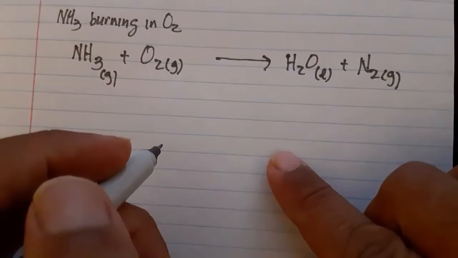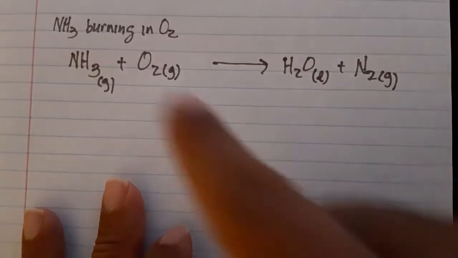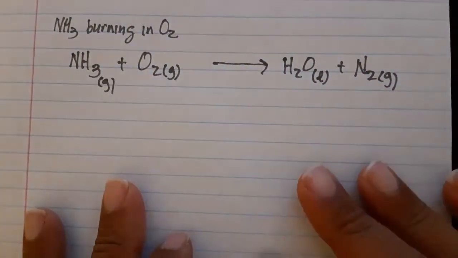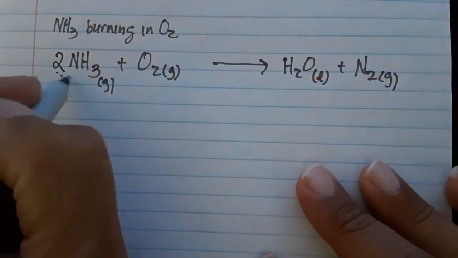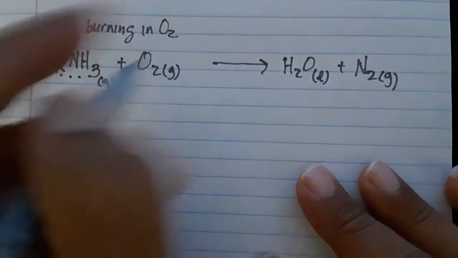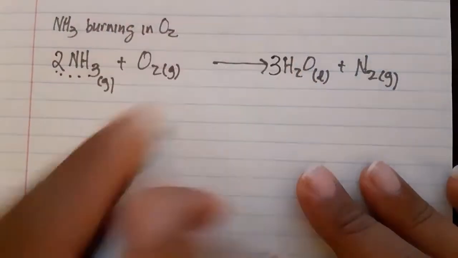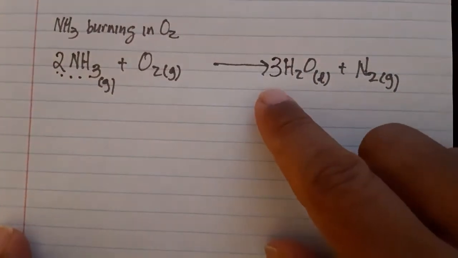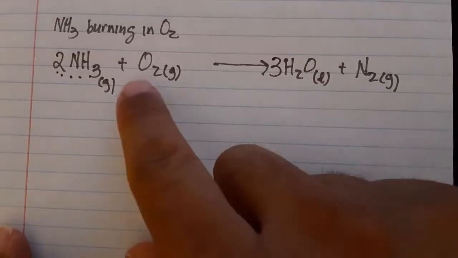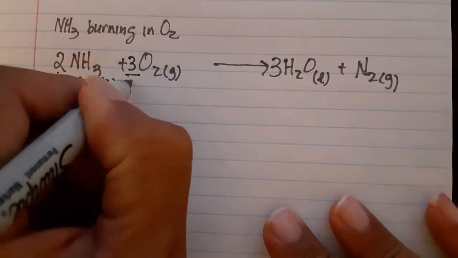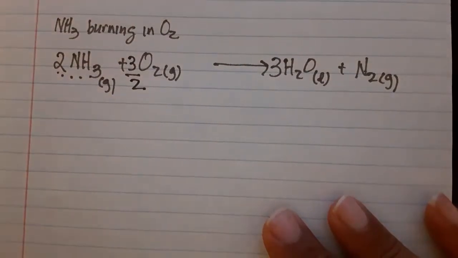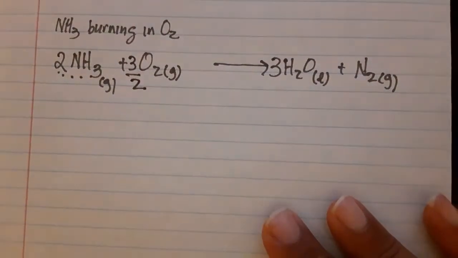So we have here 2 nitrogens to 1 nitrogen. So I'm going to put a 2 here. That changes these hydrogens to 6. So I'm going to put a 3 here to get those hydrogens to 6. And now I have 3 oxygens here, but I only got 2 oxygens there. So I'm going to use the fraction 3/2. When I use the fraction 3/2, 3/2 times 2 gives me 3.